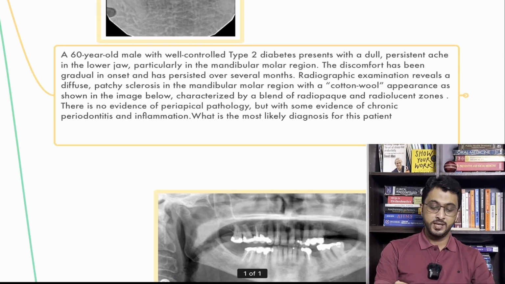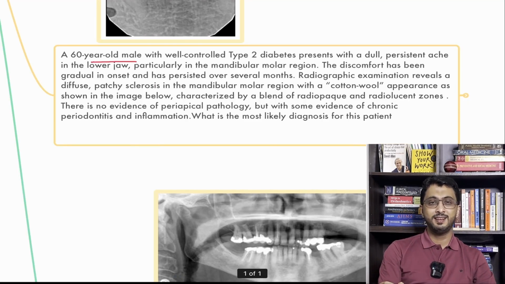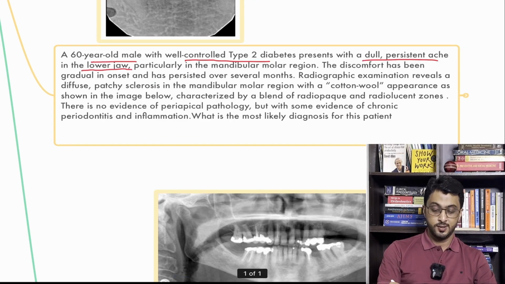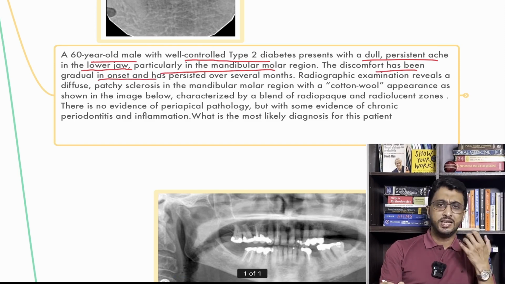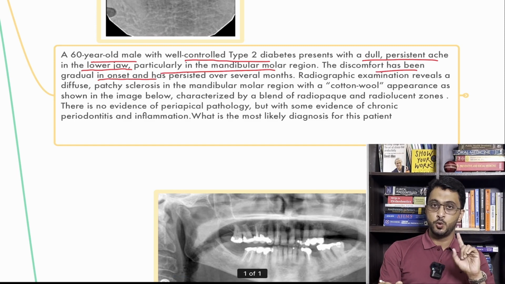Now the age is slightly at the upper limit, a 60-year-old male with well-controlled type 2 diabetes. Now this is just consuming time. Presents with a dull persistent ache in the lower jaw. Let's see where the key point comes, particularly in the mandibular molar. You saw there are many lesions there. Discomfort has been gradual in onset. All these are symptoms of a particular disease, but you can't come to a conclusion by simply reading all this.